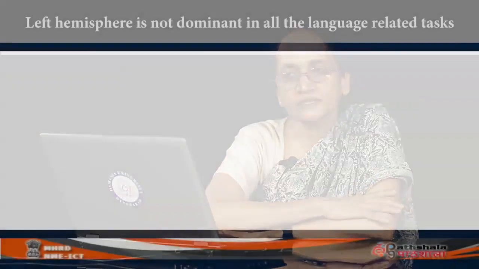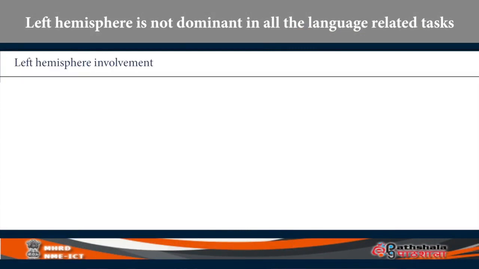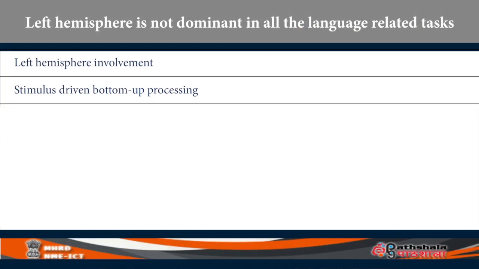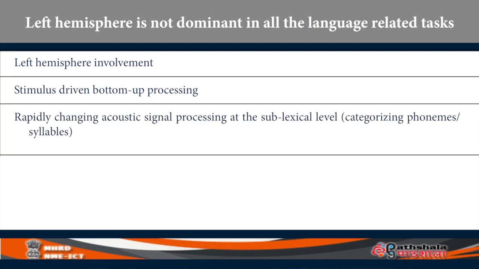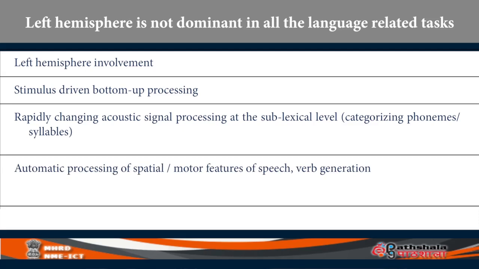So for instance, it is possible that the left hemisphere takes an active role in stimulus driven bottom up processing, that is rapidly changing acoustic signals involving sub-lexical units like phonemes and syllables. So, when you are listening to individual phonemes or syllables of a word and you are trying to monitor a phoneme, that is bottom up processing, and it is possible that the left hemisphere takes a greater role. And also in automatic processing of spatial and motor aspects of speech, as is the case with generation of verbs when you are shown nouns. So, the left hemisphere also makes use of dorsal pathways.